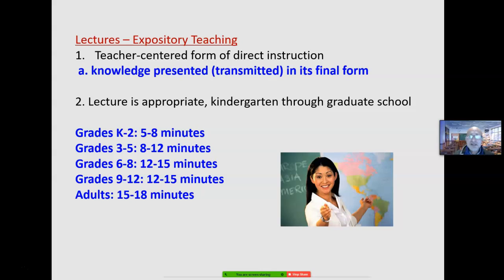Now, lecture is appropriate at all levels. Yes, yes, yes. But in the kindergarten, preschool, maybe it's only 2 to 8 minutes. Eric Jensen found out that people can only attend to things for a short amount of time at these levels. My college students, 15 to 18 minutes they can process, and then I need to have some activity. Now, this does not mean that lessons only go 5 to 8 minutes.